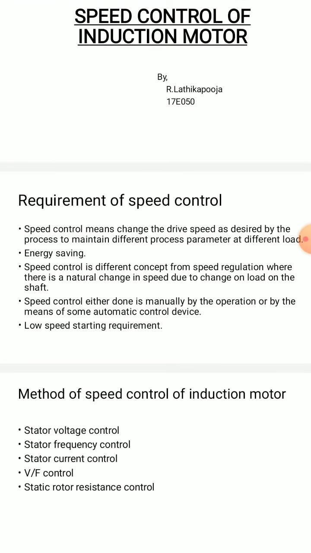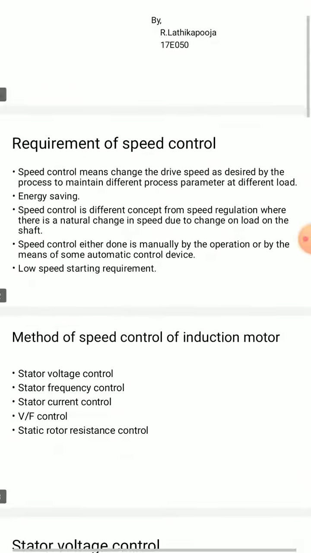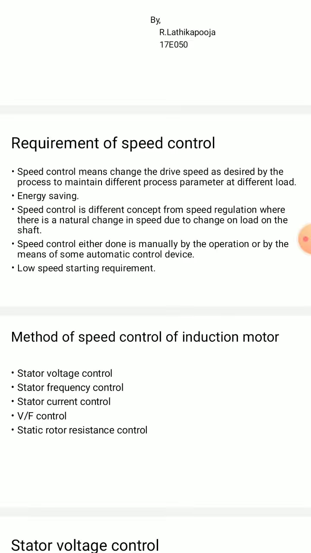Energy saving. Speed control is a different concept from speed regulation, where there is a natural change in speed due to change of load on the shaft. Speed control is done either manually by the operator or by means of some automatic control device. Low speed starting requirement.